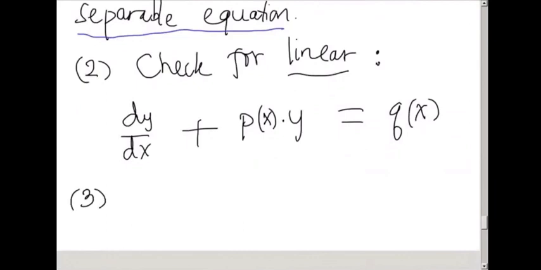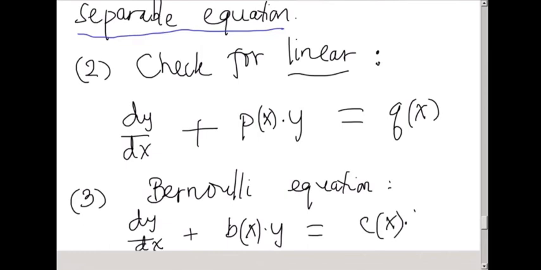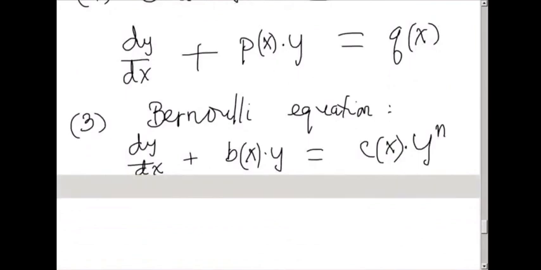Or at the same time, when you check for linear, if it's not linear, but it turns out to be a Bernoulli equation, then the format is quite similar to linear. It's almost the same as linear equation. So I write in this way, b of x times y. On the other side, we have c of x together with a power of y. Almost linear, but we have y to the n here. That's a Bernoulli equation. So to solve a Bernoulli equation, you should look back at the topic about Bernoulli equation.